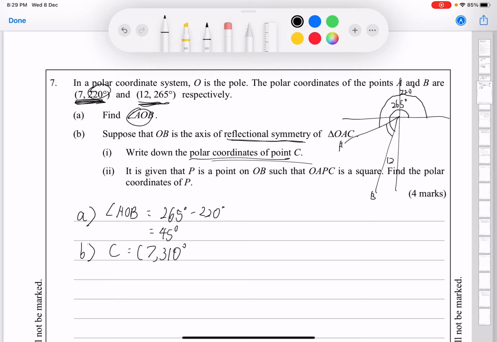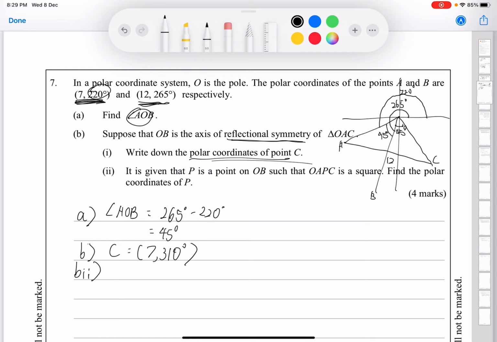Because reflectional symmetry means it perfectly cuts OAC. So if this one is 45, this one is 45 as well. They're equal. So simply, to find this one, it's plus 45. So it's 265 plus 45. You will get this answer.